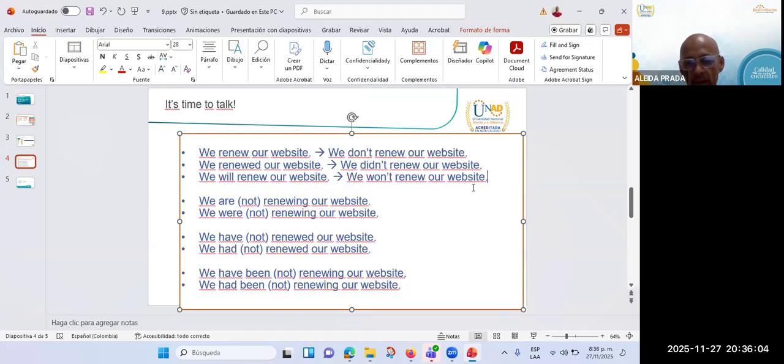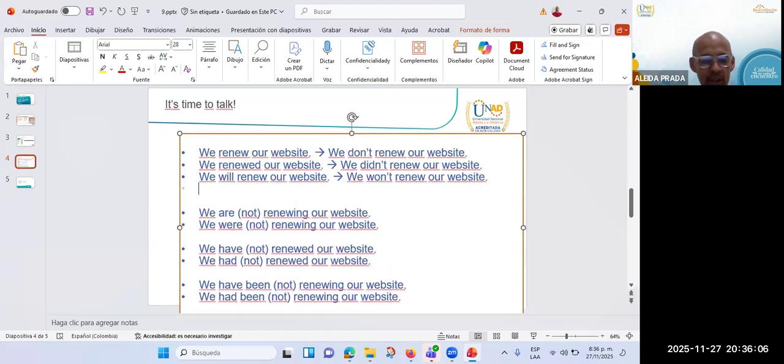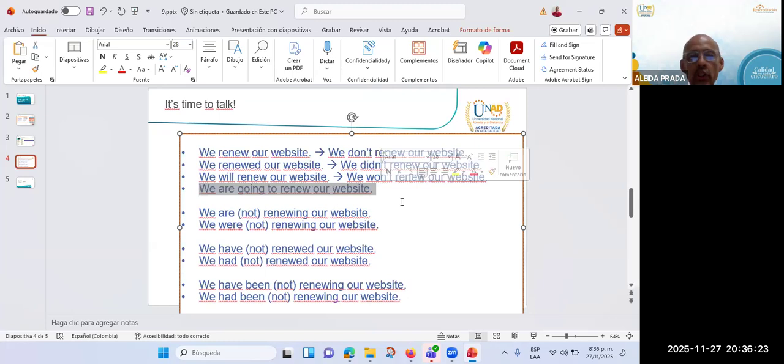However, we have to add something else, which is we are going to renew our website. Estos son los más generales, pero entonces también podríamos agregar algo. For example, we are going to renew our website. Nosotros vamos a renovar. Here we are going to renew. Nosotros vamos a renovar. ¿No?